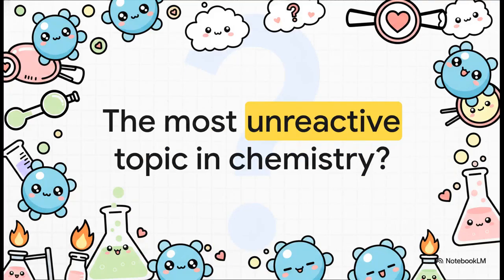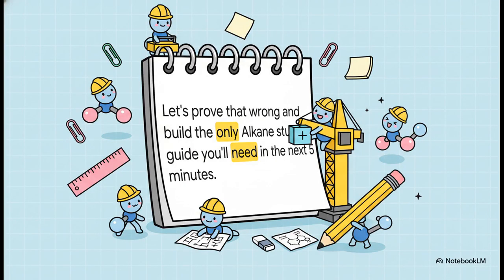So, alkanes. They kind of get a bad rap, don't they? You've probably heard them called boring, stable, or just plain unreactive. But is that really the whole story? Are they truly the most uninteresting topic in all of chemistry? I think we can prove that wrong.